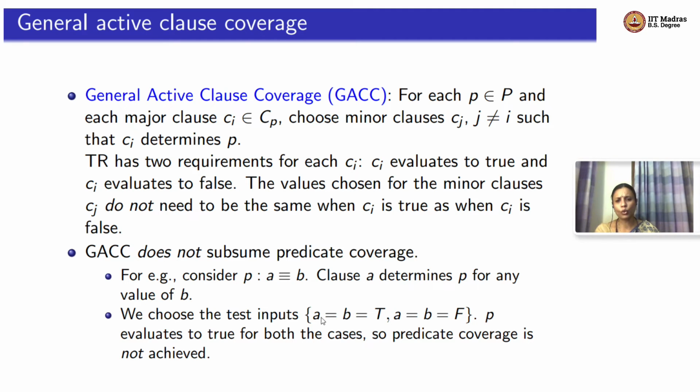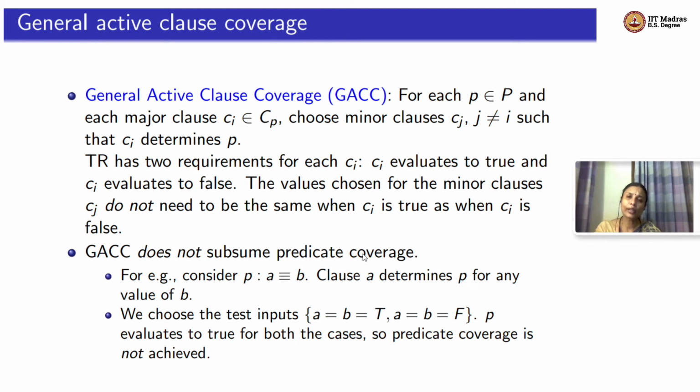Suppose we choose this test input: both A and B are true, and both A and B are false. Then what happens in this case? Because the predicate P is A equivalent to B, I assign A and B true together, or I assign A and B false together. So P evaluates to true in both cases. So predicate coverage is not achieved. So general active clause coverage does not subsume predicate coverage, and I lose the very reason that I started out with active clause coverage.